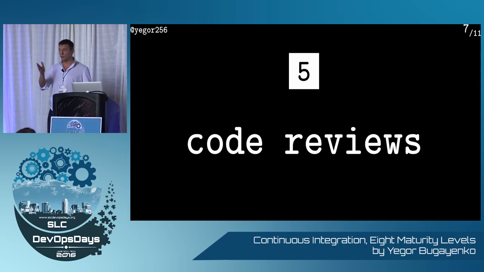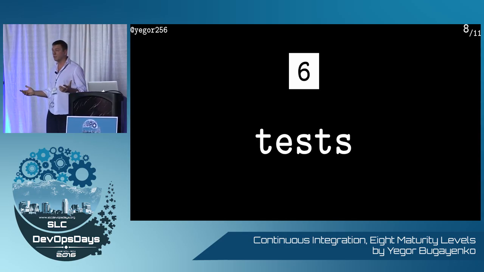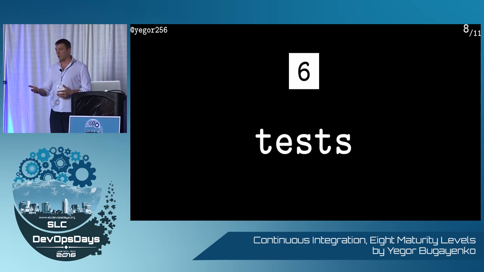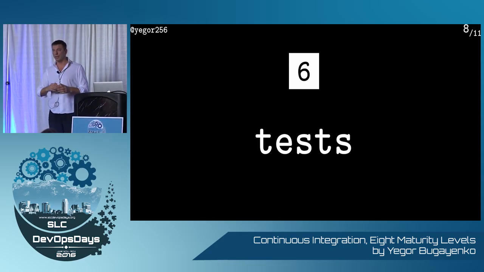That's level number 5, and you said like 50% of you are actually on that level, which is great. Level number 6, we have 8 in total, is tests: unit tests so-called, integration tests, all kinds of tests. You probably know what it is, and the question is, in how many projects, who of you actually write tests in a systematic way? A little bit less than code reviewers. Good, so we're getting higher and higher and fewer hands are being raised.